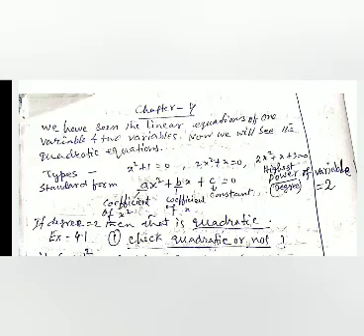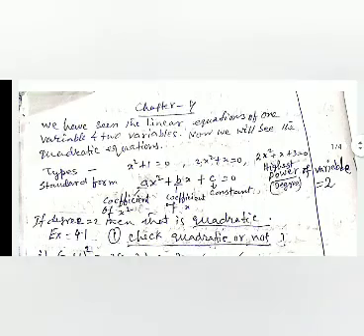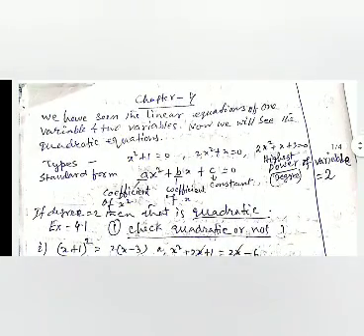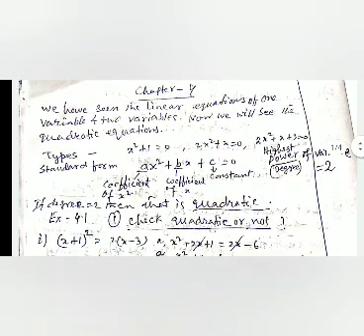What is a linear equation that we have studied? It means if the degree of a variable is 1, then that polynomial will be a linear equation. Second thing, degree. What is degree? Degree means the highest power of the variable, that is degree.